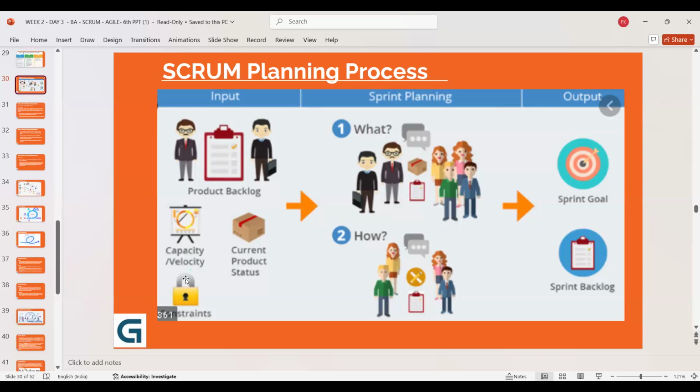Aparna, Zubran, Geeta, Kajal, Swarupa, everyone good? Yes. Yes.